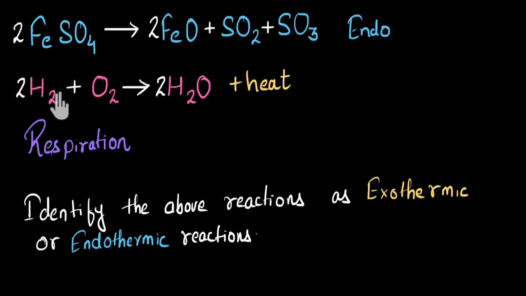So here I have hydrogen plus oxygen. This gives me water. So this is a combination reaction. And we also see that it's written plus heat on the product side. Now this symbolizes that heat is being released along with the products. Since it's already given to us that heat is being released, we can tell that this is an exothermic reaction. In exothermic reactions, heat is released.